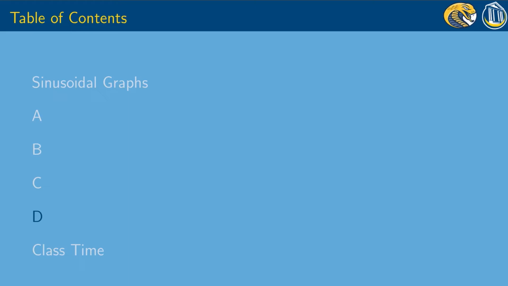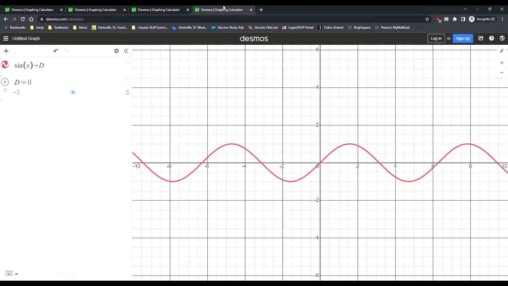The last variable. Finally, let's talk about what happens when we change d. As we can see, d is something that's added or subtracted to the function outside of the function itself. So we have sine of x plus d, where d equals 0 here. So once again, this is our normal sine curve.